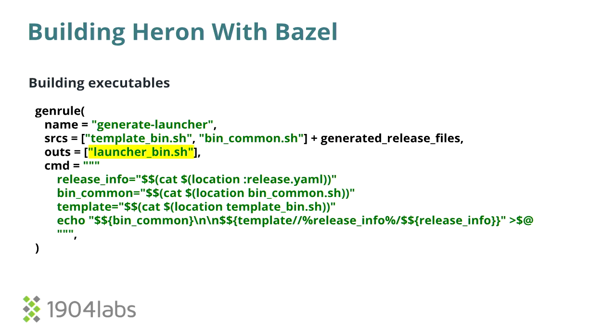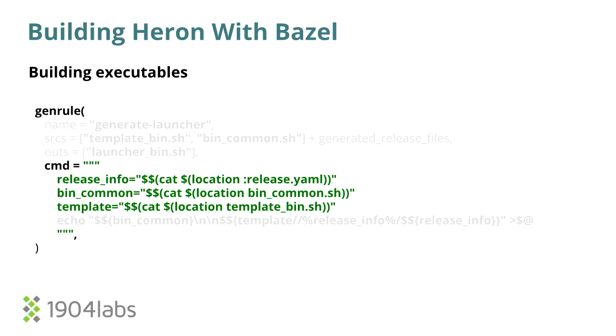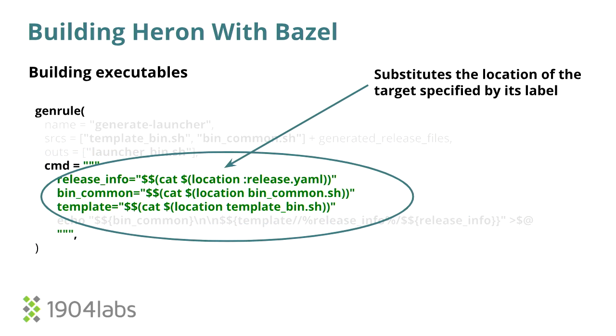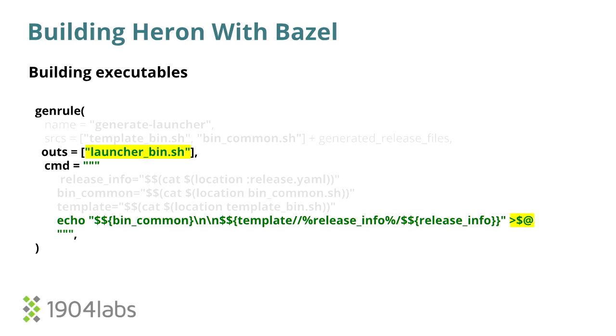The launcher is an output from a gen rule, and it takes some sources, which are template_bin, bin_common, and then that handy generated release file, which is a release.yaml. What this gen rule does is it cats out all of the contents of those files into some bash variables and then echoes them out into this final output, which is launcher_bin. In case I didn't say, bin_common will do some environment checks for Java, Python, and so forth, and then template_bin does all the work.